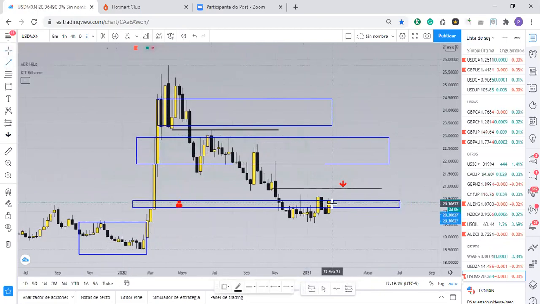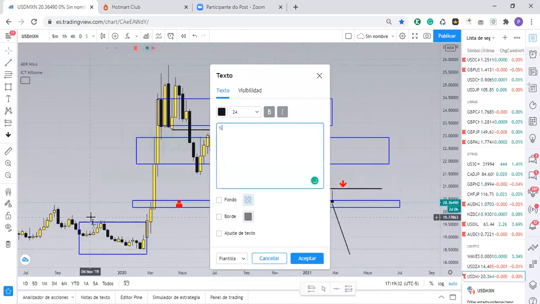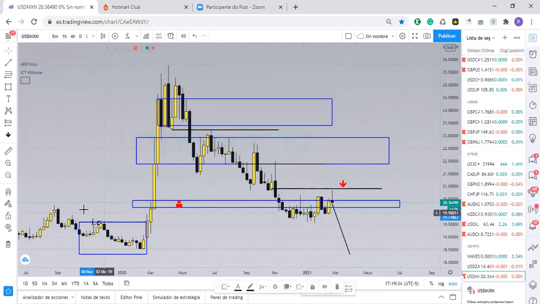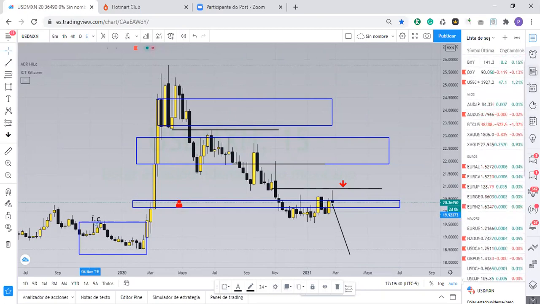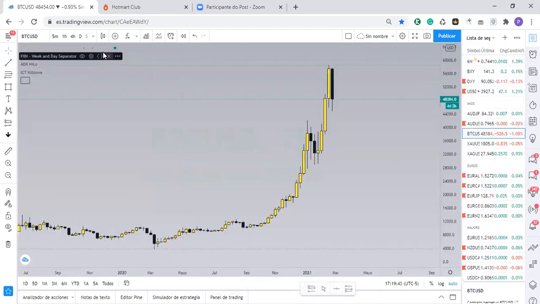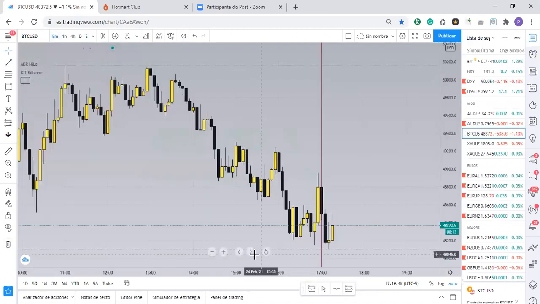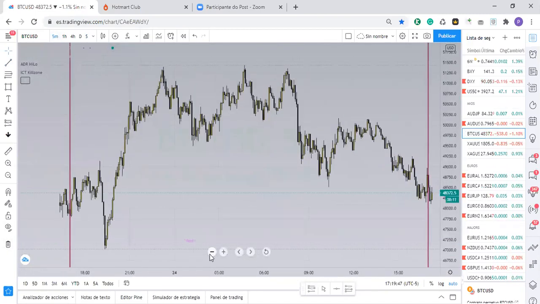Your target is under the initial consolidation. Which is the initial consolidation? It's this one here. Okay, this is a perfect example because you can see it. Let's see another one. Let's see Bitcoin. Why am I still holding Bitcoin? I'm gonna go 5 minutes so I can show you.